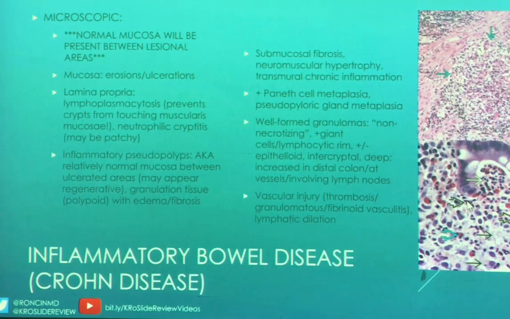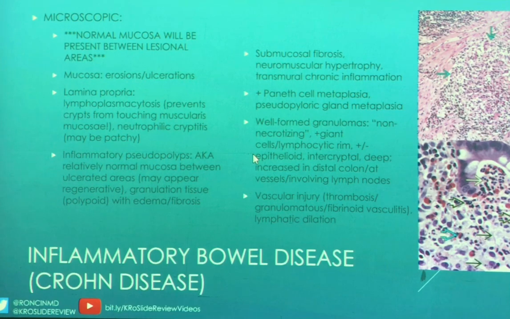And again, because Crohn's tends to have skip lesions, you will have normal mucosa between these lesional areas. As we talked about, in your mucosa you can have erosions or ulcerations. You should have lymphoplasmacytosis, with that basal lymphoplasmacytosis keeping the crypts up from the muscularis mucosae. Cryptitis should be neutrophilic, and again, this can be patchy, so we didn't see a lot of it, but here's a good example of one, and this is probably related to this crypt blowing out.